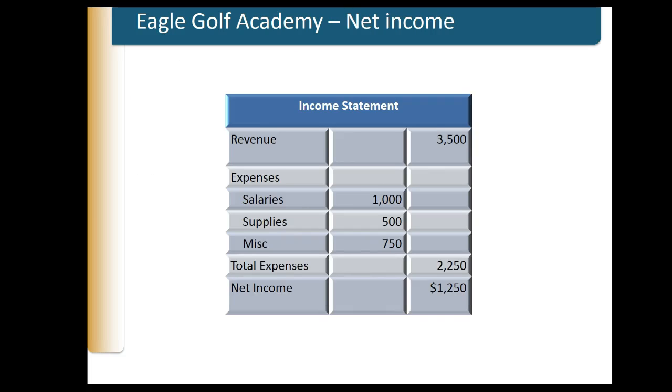So what we would do here, I'm showing you an income statement from Eagle Golf Academy. We show revenues of $3,500, and then we list the expenses together. The salaries of $1,000, the supplies of $500, and then the miscellaneous of $750 give us total expenses of $2,250. Then, as you see from there, our revenues of $3,500 minus our expenses of $2,250 end up giving us the net income of $1,250. This is an income statement.